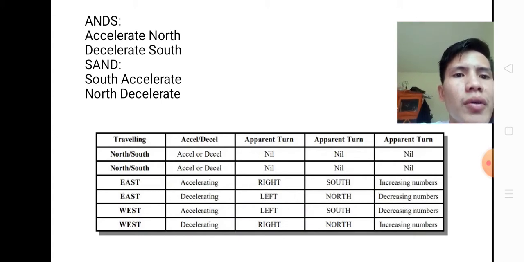And from the table below, as you can see, there is an apparent turn and the direction below.